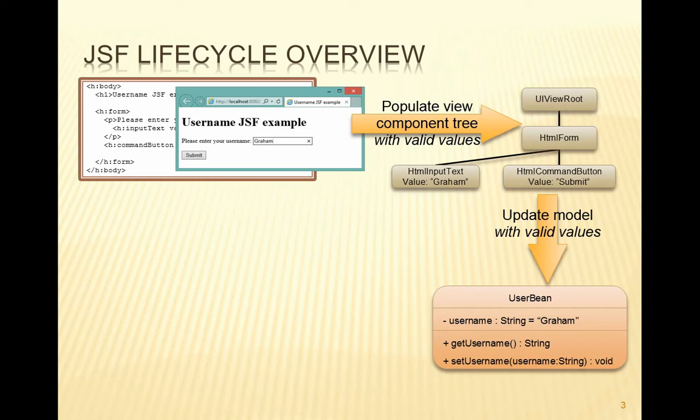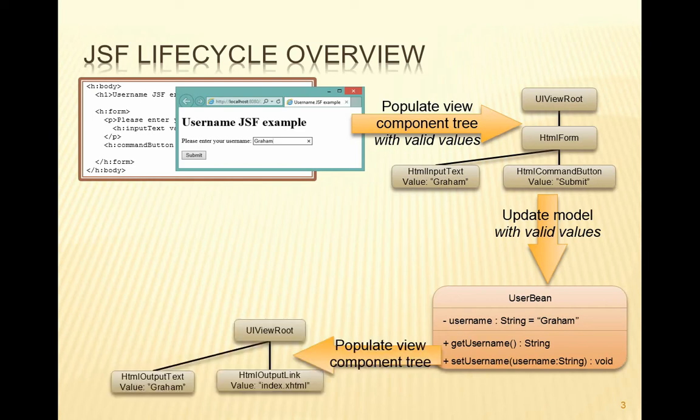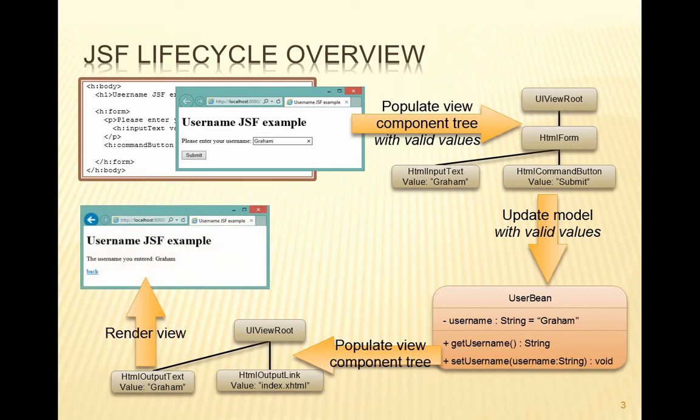After the model has been updated, then it's time to start preparing the next view to render. And again, the view will have a tree, a component tree. So the control servlet will build a component tree for that next view and populate the elements of that tree, the UI elements, with values from the model. And once the tree has been prepared, then the next view can actually be rendered using the values that are in that component tree. So that's the life cycle.